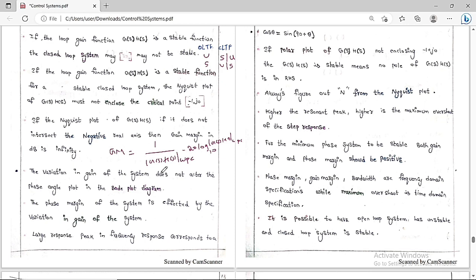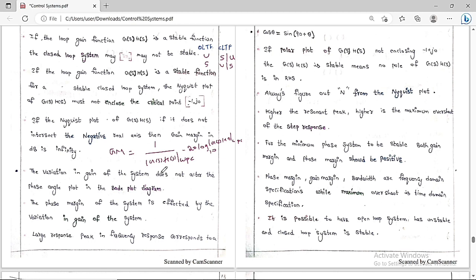The next point is, the variation in gain of the system does not alter the phase angle plot in the Bode plot diagram. See, whenever you vary the gain of the system, the magnitude plot changes, but not the phase angle plot, because in the magnitude we need to consider the magnitude of each and every part. Whereas in the phase angle we consider only the phase angle part, and for a gain the phase angle is 0, so it is not taken into account.